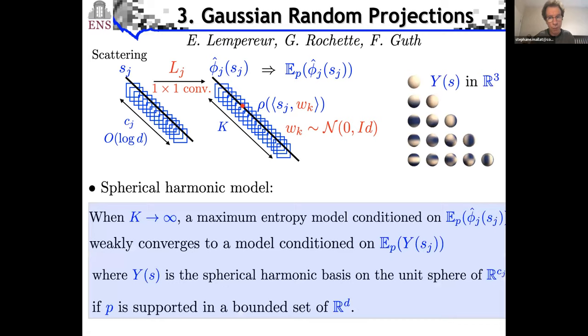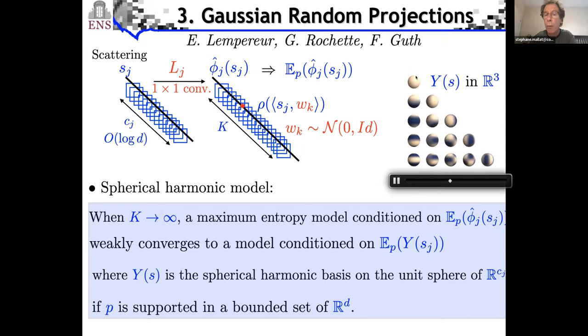And the claim is that this is enough to characterize very complex random processes. If you want to have an interpretation, what's happening is that when the width, in other words, the number of random features, increases, if you look at the maximum entropy model of this distribution of random features, in fact, it's the same thing as taking this scattering vector, which lives on the sphere, and decomposing it on a Fourier basis. So what is a Fourier basis on the sphere? The Fourier basis on the sphere are spherical harmonics.